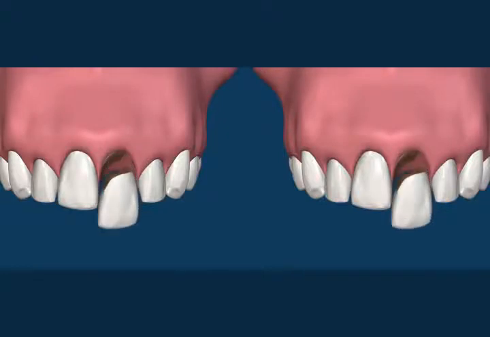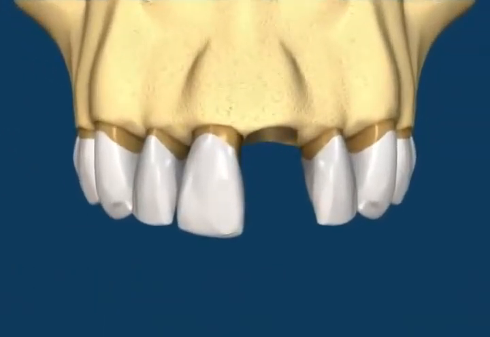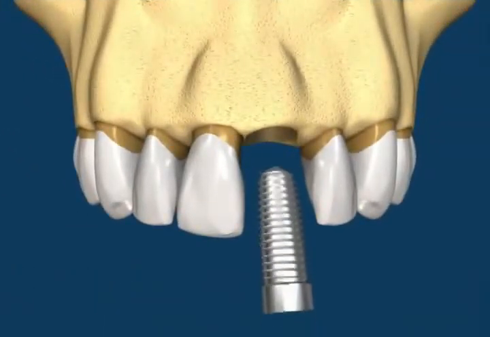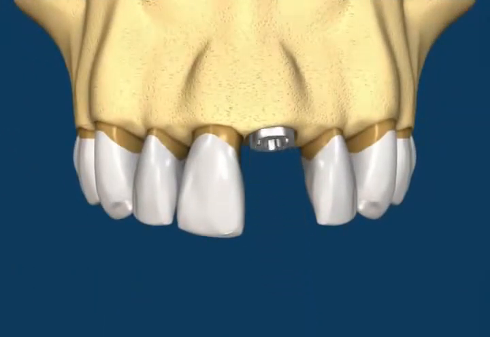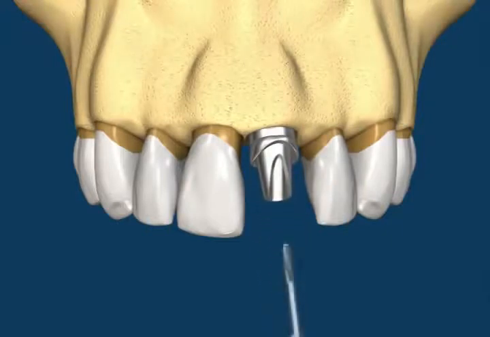This animation shows two identical situations being treated in two different ways. The loss of the central incisor. The animation on the right shows the implant option. Here we have an immediate implant placement followed by the post and core, which is secured to the implant fixture, followed by a crown.